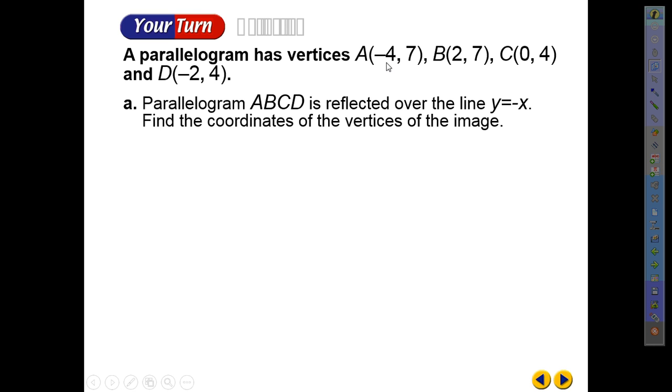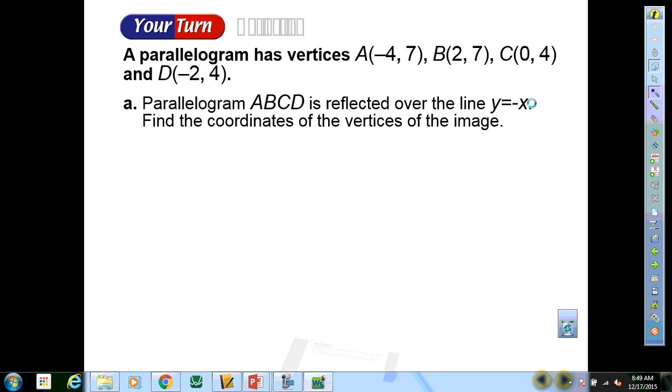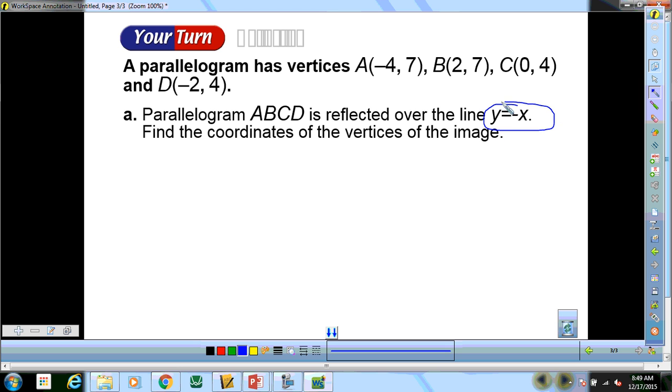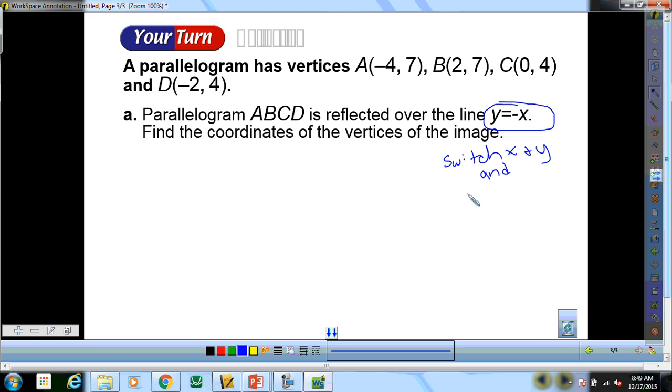This one, same points. Notice we got the same points going on here. But this time, we want to reflect it over y equals negative x. That's a different rule. The rule for y equals negative x is that we have to switch x and y, so they're still going to change places, and we have to change the signs. So it gets all kinds of flipped around. We're going to switch them and change them. So first I have to switch them, then I have to change their signs.